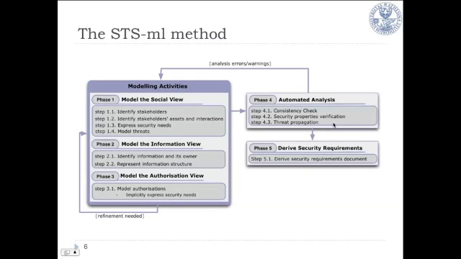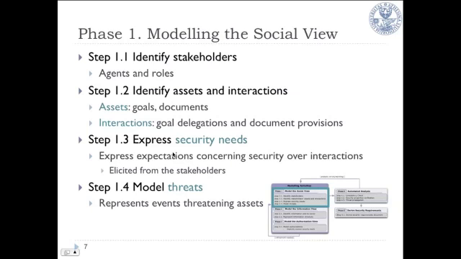And then we want to check all the threats that we've modeled in the social view affecting the different assets, the stakeholders' assets, how they influence the rest of their assets. So threat propagation is handled in this third phase of automated analysis. And finally, once we've dealt with all this, we can derive the set of security requirements and generate the security requirements document. So now I'm going to go through all these phases in detail so you can see more closely what is performed in each step.